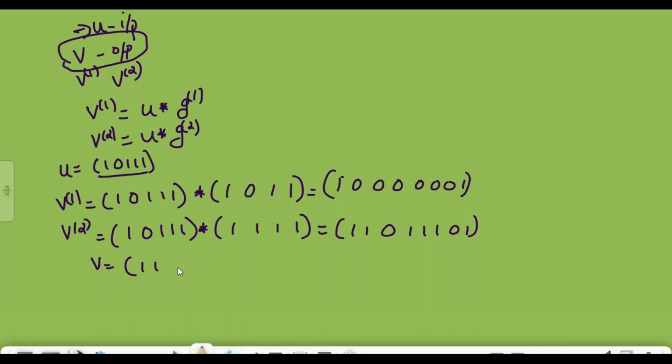If we represent the outputs as pairs, we get 1 1, 0 1, 0 0, 0 1, 0 1, 0 1, 0 0, 1 1, 0 0, 1 1. It is the final output.